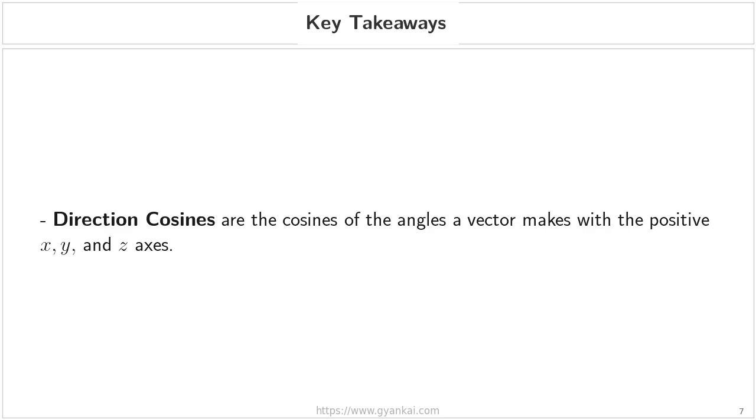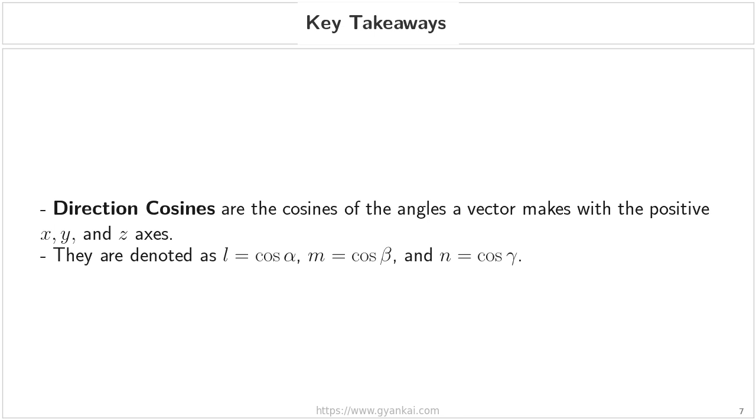First, let's solidify our definition of direction cosines. As we saw in the earlier slides, these are simply the cosines of the specific angles that a vector forms with the positive x, y, and z axes. To make things a bit more concise in mathematical notation, you will often see these direction cosines denoted by the lowercase letters L, M, and N specifically. L equals cosine alpha, M equals cosine beta, and N equals cosine gamma.